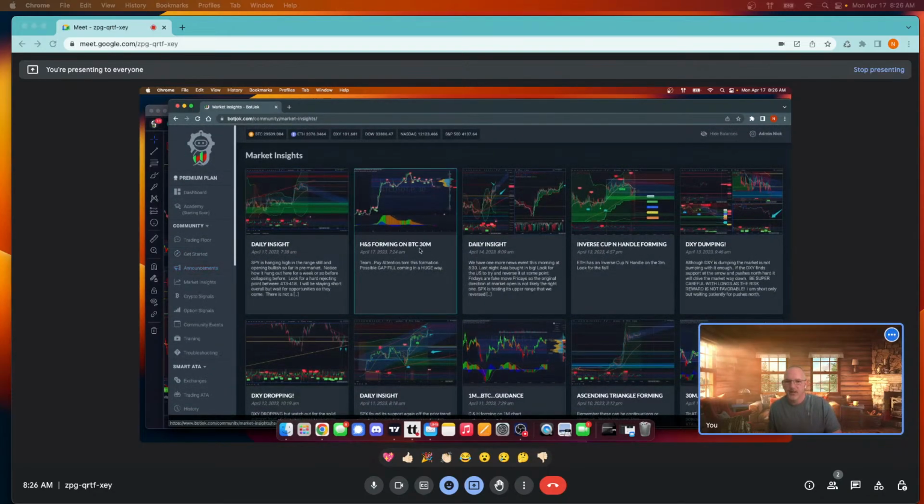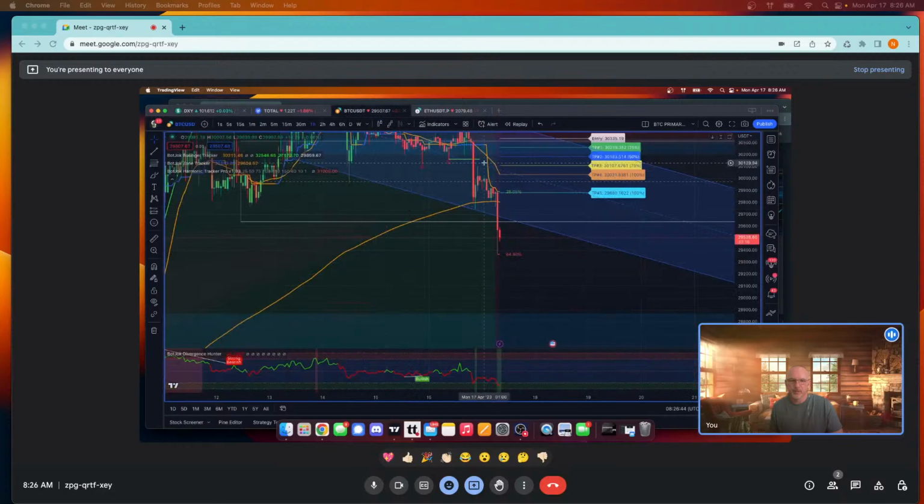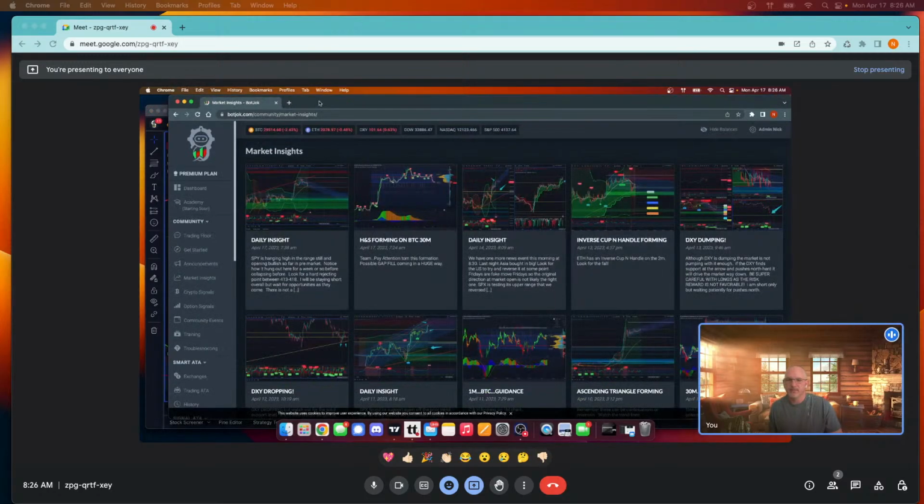If you didn't, you can see here, CK actually called this head and shoulders, as well as myself, on that gap fill, which if you look at the actual chart, you can see where he called it way up here, right? And with Bitcoin, that played out so far perfectly, right? I don't think we're done yet either, but we'll get into that.